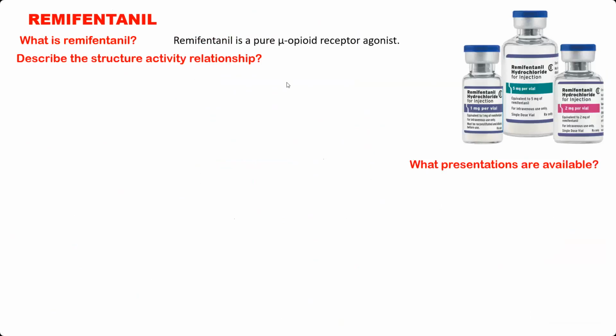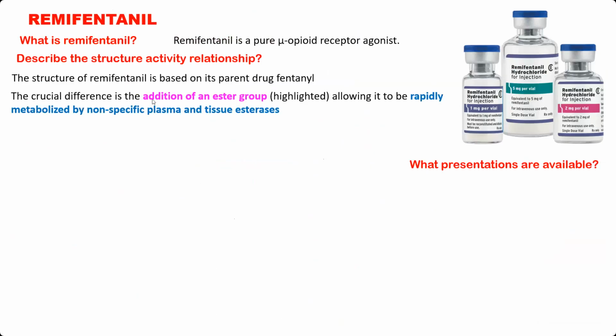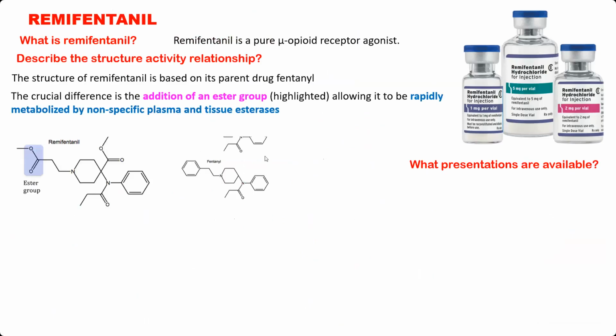Describe the structure activity relationship of remifentanil. It has a carboxyl ester group. It is very much like the parent drug fentanyl, but the addition of an ester group, highlighted by the arrow, is rapidly metabolized by non-specific esterases. So this is the structure of fentanyl, and to that there is an ester group added here. That is the difference. So this makes the drug metabolized by non-specific plasma and tissue esterases. This gives its characteristic ultra-fast offset and allows for rapid titration. That is the advantage of this particular structure.